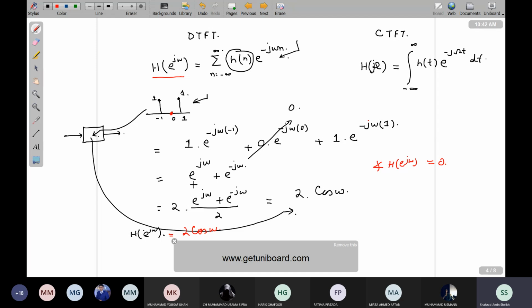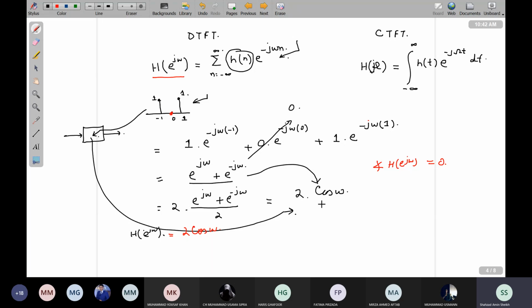And remember, don't leave your answer at this stage. Always take it to this form, into cosine or sine format. Okay? That's the magnitude. If I'm interested in knowing the magnitude response of the system, it is the real component, 2 cosine omega. But if I'm interested in knowing the phase response of the system, then there is no imaginary j term associated with it, so that's why the phase term is 0.